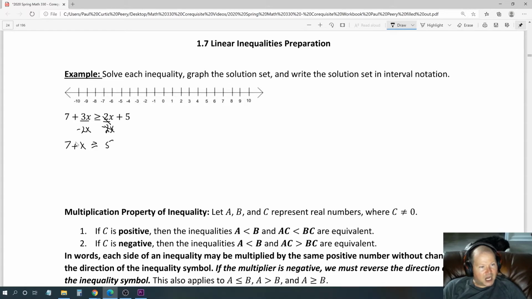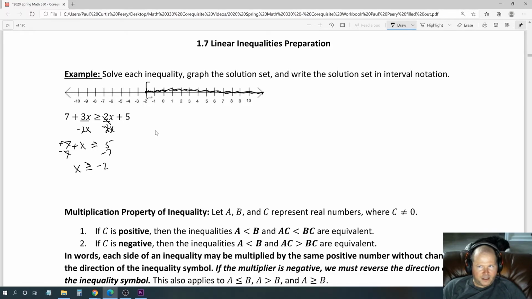Next, we want to get all the constants on the other side. So I get rid of this positive 7 by subtracting 7. Whatever we do to one side, we do to the other, giving me x is greater than or equal to negative 2. Okay, now we're going to plot the negative 2. Negative 2 is right there. Because it has the equal part, we know we're going to be using a bracket. And since it is x is greater than or equal to, and the arrow is pointing towards the right, we are going to open the bracket towards the right and just shade this in.